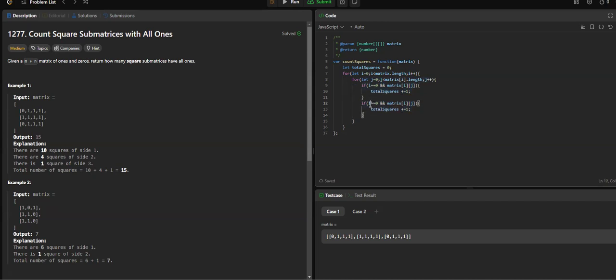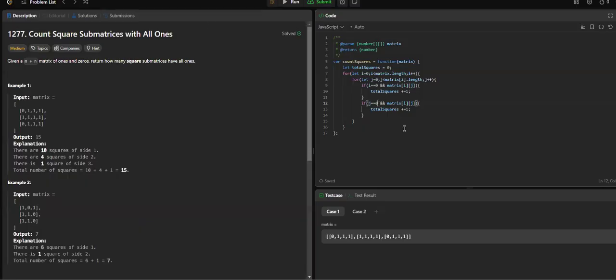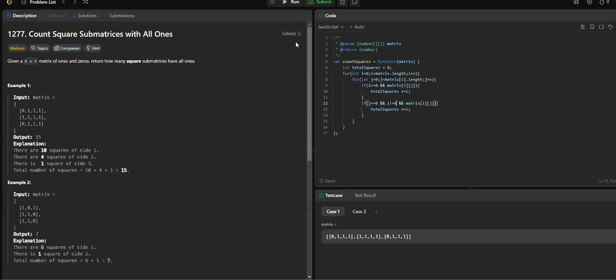And similarly for the first column as well. So if j equals 0, like we are in the first column, and matrix[i][j], and we don't need to include this one because we have already added it into total squares when i was 0, right? So when j equals 0 and i not equals 0 and matrix[i][j], then total squares is equal to total squares plus 1, right? So now we are good with the first row and first column. Now let's go ahead with the non-first row and non-first column.